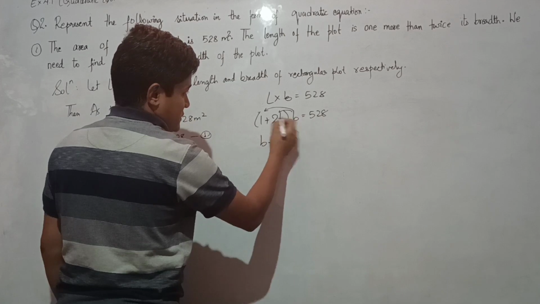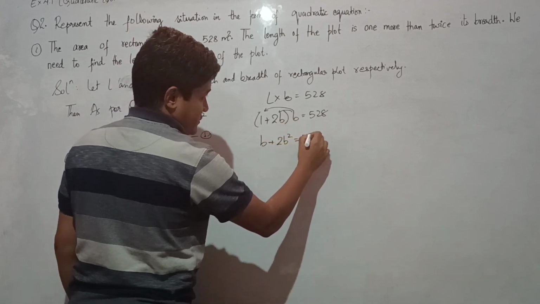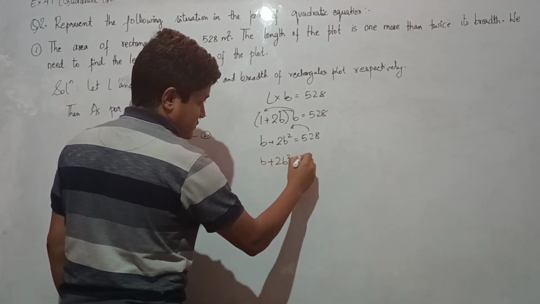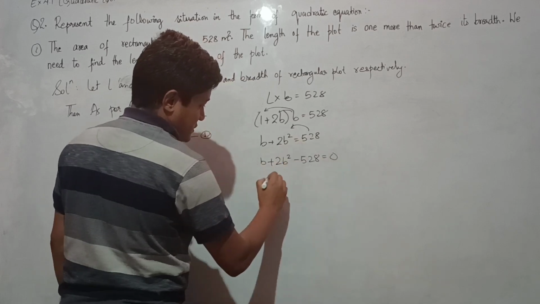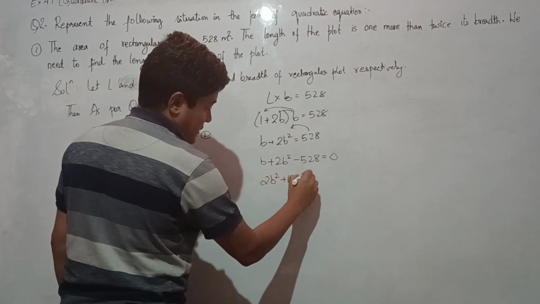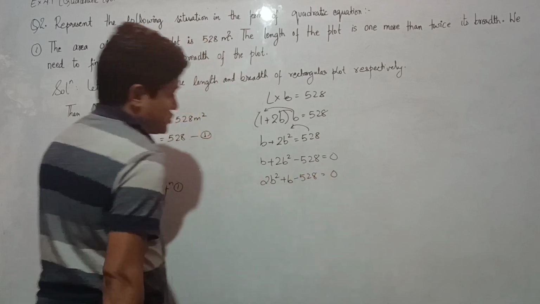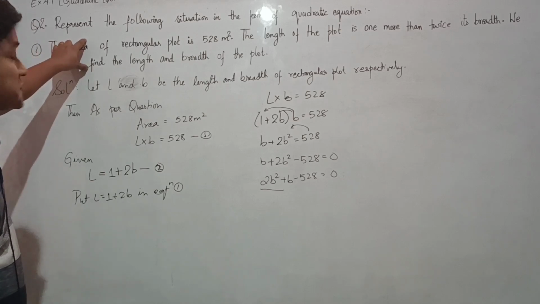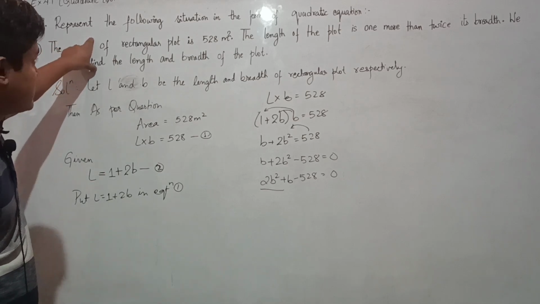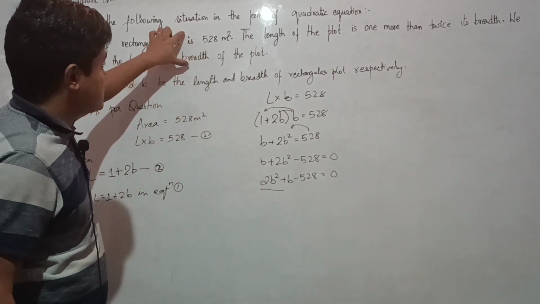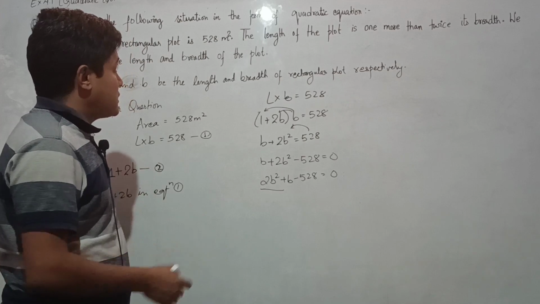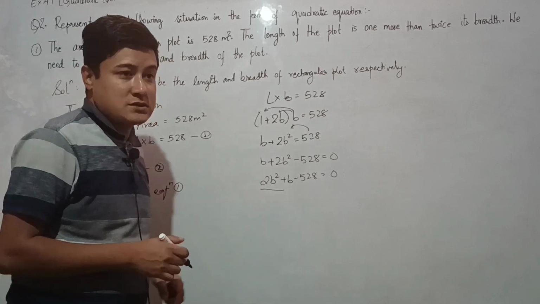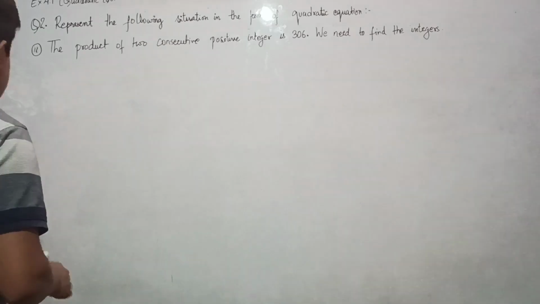B into 1 is B, 2B square equals to 528. If you bring 528, B plus 2B square minus 528 equals to 0, or 2B square plus B minus 528 equals to 0. So this is your required quadratic equation for this question. So you should be able to make a quadratic equation from this type of question. You have to make a quadratic equation बनाउन सक्नु पर्यो and then you have to solve it. So in this question just represent मात्रै भनेको छ quadratic equation. So this is your answer for this question number 2.